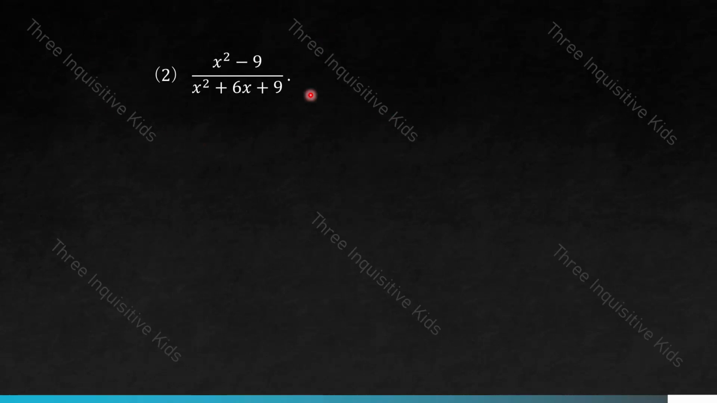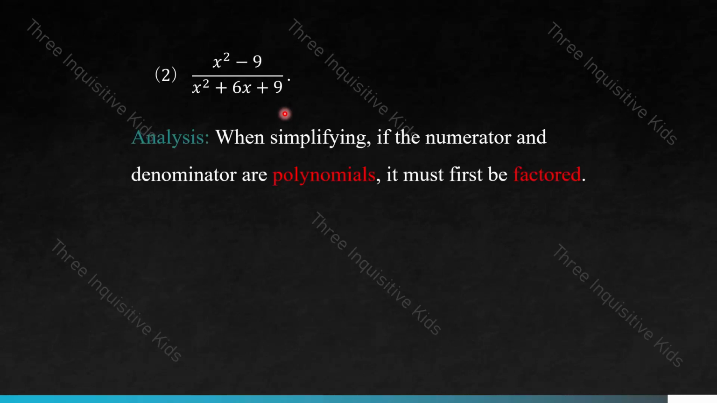Now here is our second fractional expression. Use the steps from the last slide to first identify the common factor and then remove the common factors to simplify. When simplifying, if the numerator and denominator are polynomials, it must be first factored. Do you remember the 3 different ways to factor polynomials from our last chapter? If not, you can have some more review because I will be linking it in the description down below.